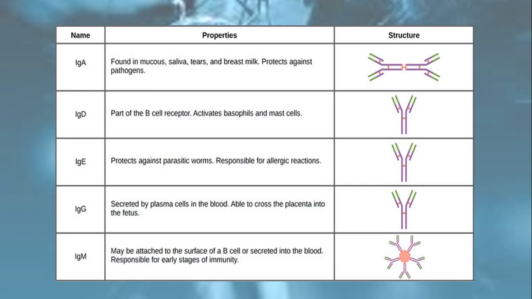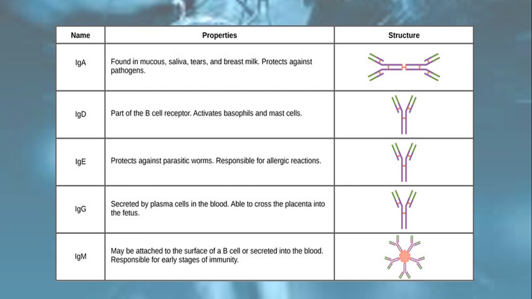Let us examine some of the differences between these different types of immunoglobulins. As we noticed before, the immunoglobulin of type A, which looks like two antibodies connected with each other, is usually present within the mucus, the saliva, the tears, and also in the breast milk. So they are very important antibodies that move from the mother to her breastfed baby. And the function of such immunoglobulins of type A is to protect against pathogens.